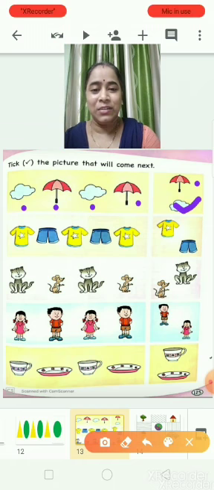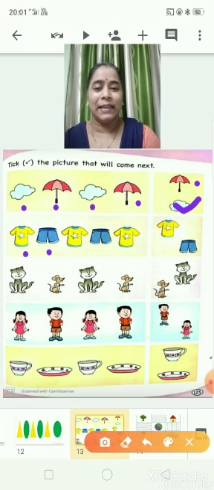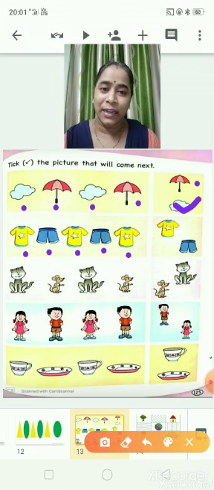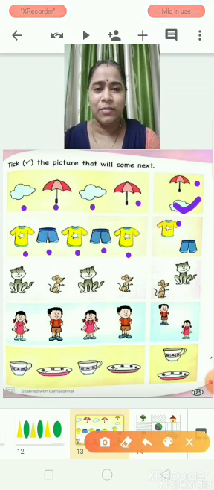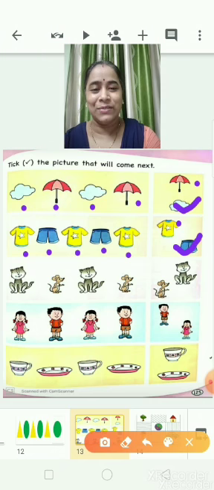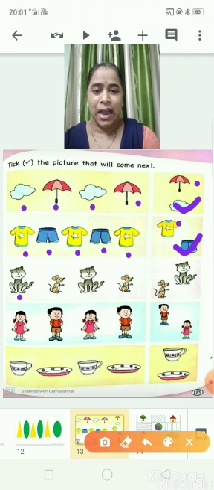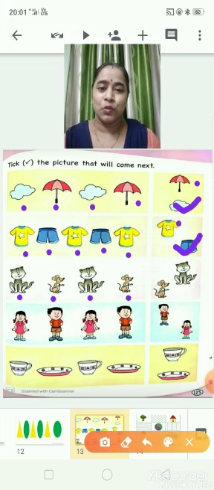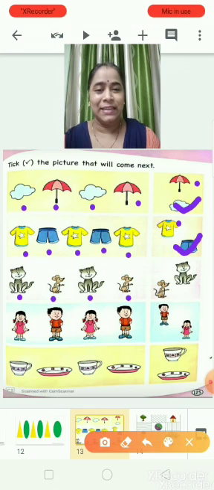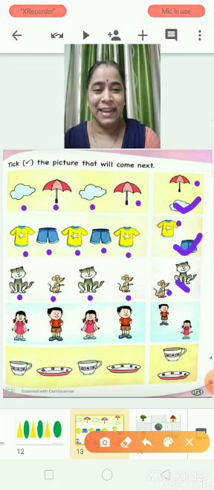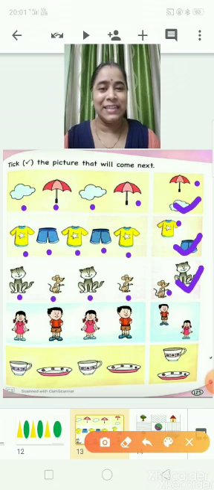Okay, now next row, shirt, pant, shirt, pant, shirt. Then what will come next? Shirt, no. Then pant, yes. So we are going to tick on pant. Now next row, cat, mouse, cat, mouse. So what will come next? Yes, mouse? No, cat. Yes. So we will tick on cat.